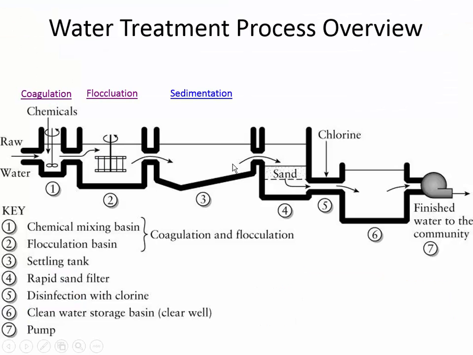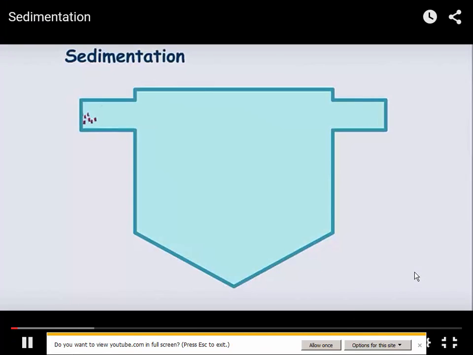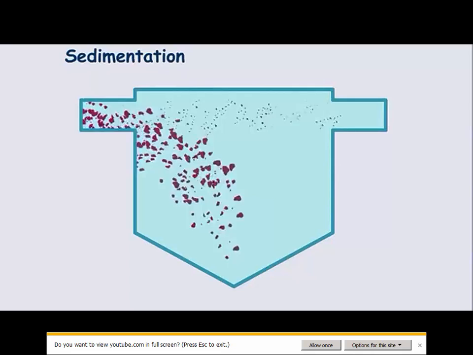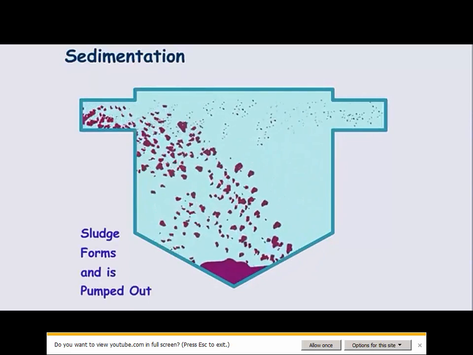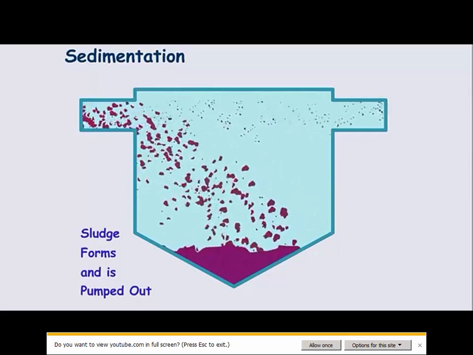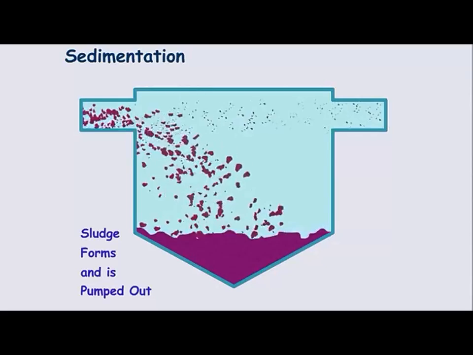And now in the third step, in sedimentation, we can see that the large clay particles, we're going to put in a big quiet tank where the large particles can settle to the bottom. You can see a sludge is forming at the bottom. So when it gets too deep, you begin to pump the sludge out the bottom.